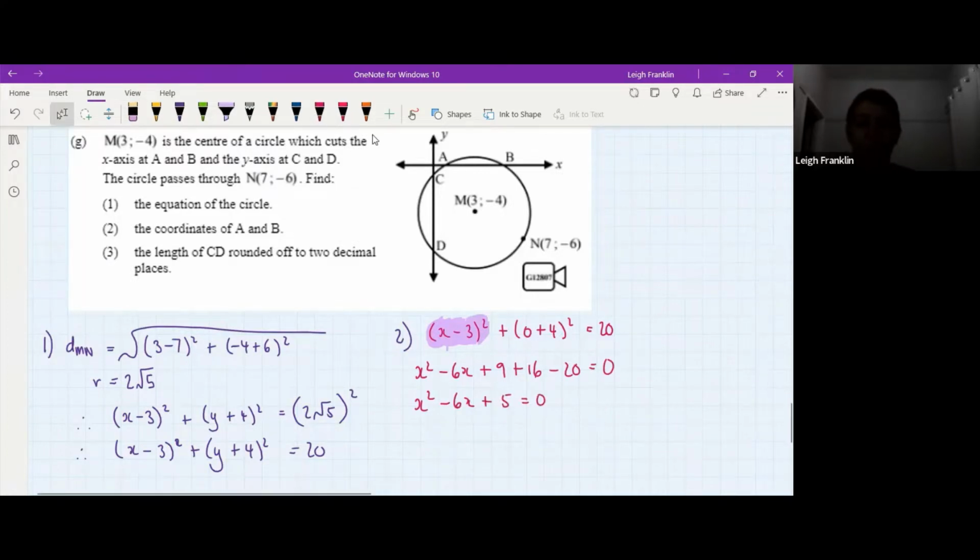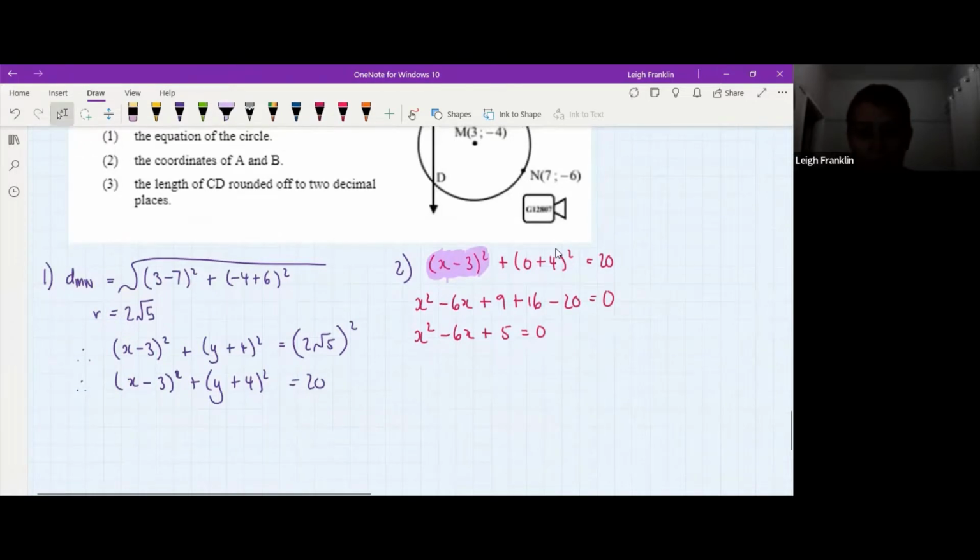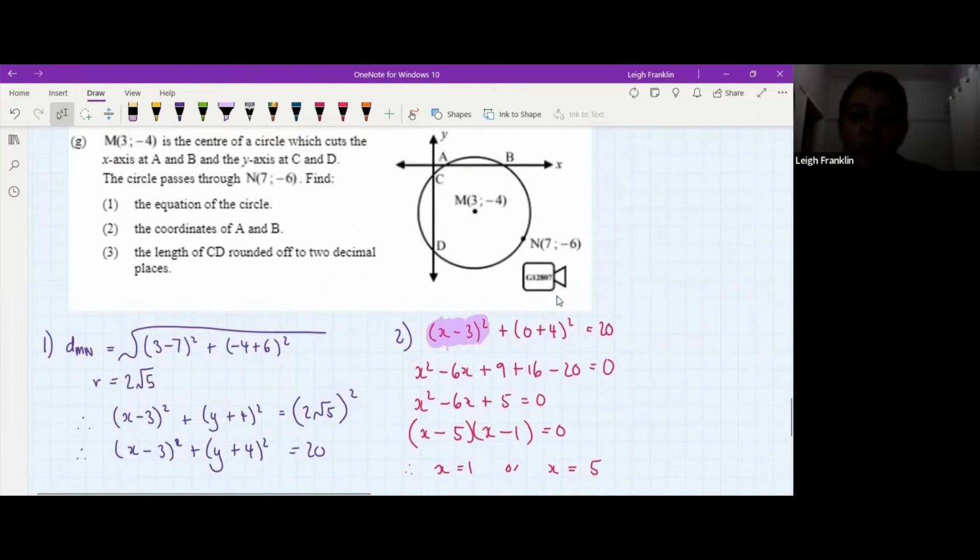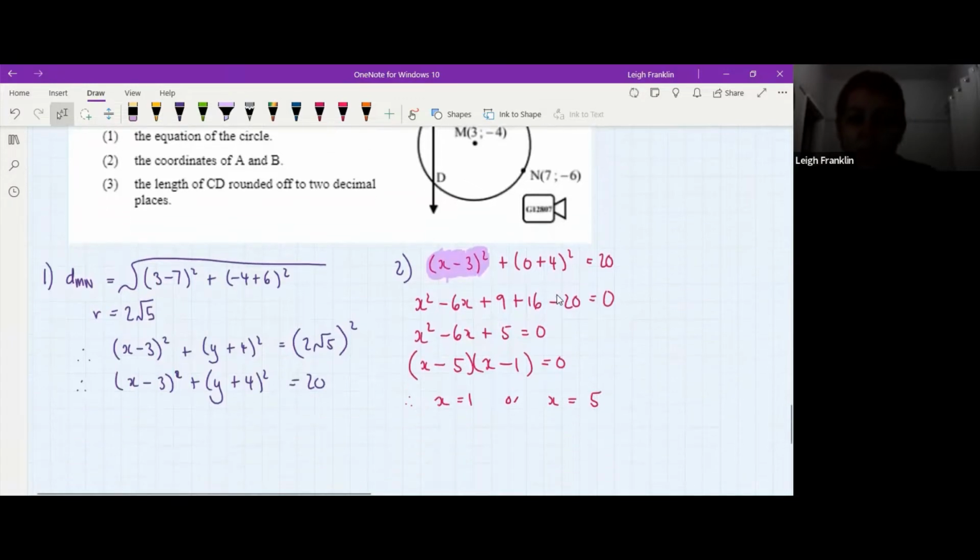Okay, now we want to factorize. So in this case, our factors are both going to have to be negative. So it can only be -5 times -1, which means that either x is equal to 1 or x is equal to 5. And that's what we expected. We expected two positive answers because both A and B sit on the positive x-axis. All right, so that means that at A, the coordinates are 1 and 0, and at B, the coordinates are 5 and 0.